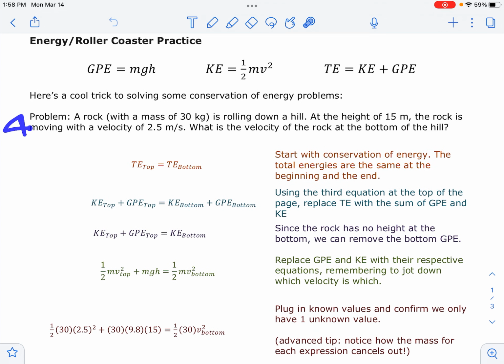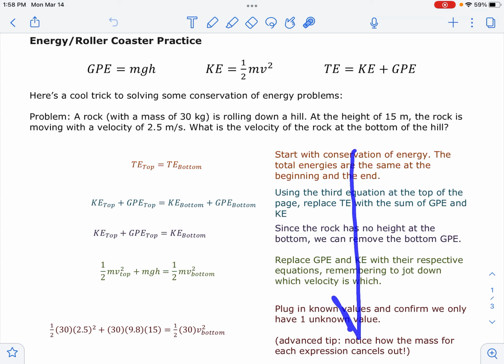So for this particular problem, a rock is rolling down a hill. We have a height, we have a velocity, and we want to know the velocity at the bottom of the hill. So the way we can do this is by using conservation of energy and say that the total energy at the top is equal to the total energy at the bottom. And so if we replace the total energy with the sum of the potential and the kinetic energy, we can start to have this math work to our advantage, so we're actually doing less work.